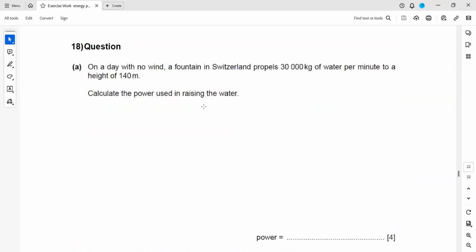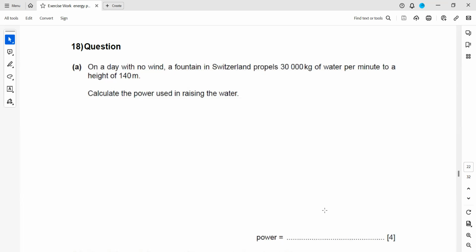Question 18: on a day with no wind, a fountain in Switzerland propels 30,000 kilograms of water per minute. Every minute, 30,000 kilograms of water is being propelled, meaning pushed up. Calculate the power used in raising the water.